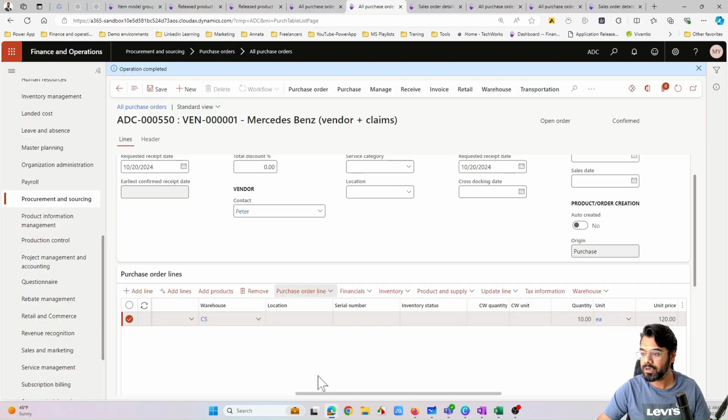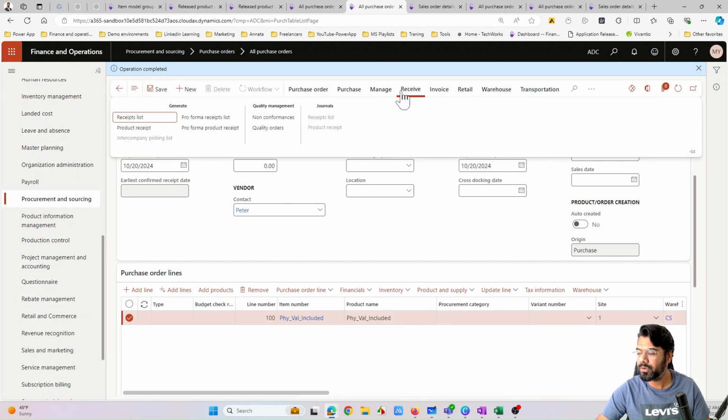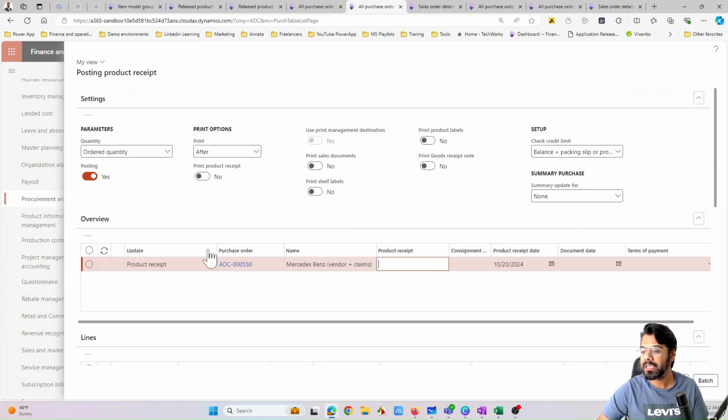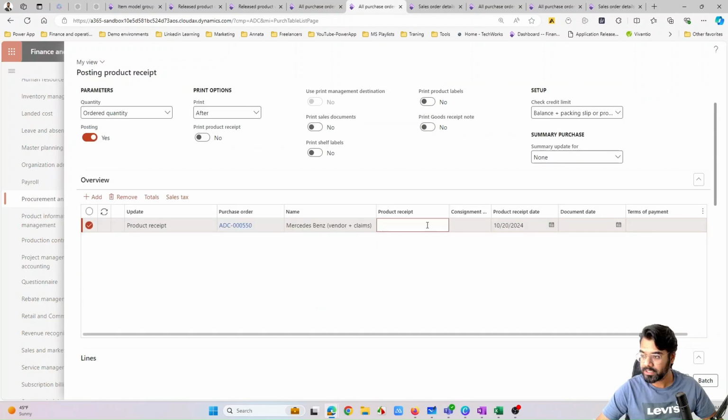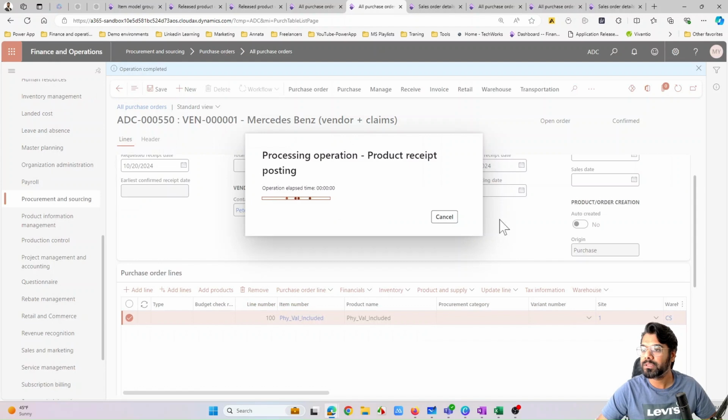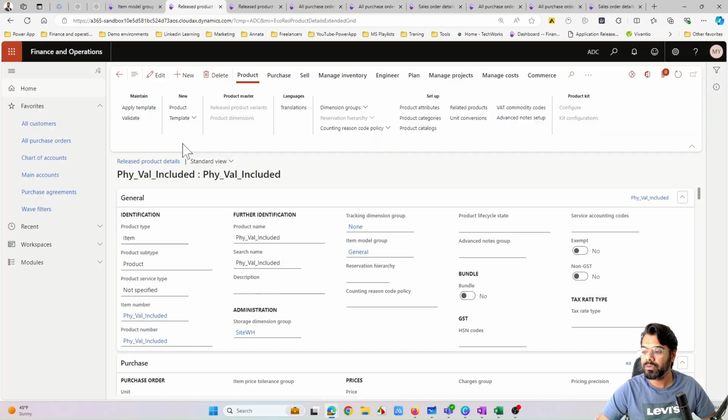I have already created 10 quantity for $120. The price is increased for the same item, so let me quickly receive it. I have already confirmed it. Let's receive this purchase order. In this case, I'm only going to receive it. I'm not going to invoice it, as we discussed. So the purchase order is received.